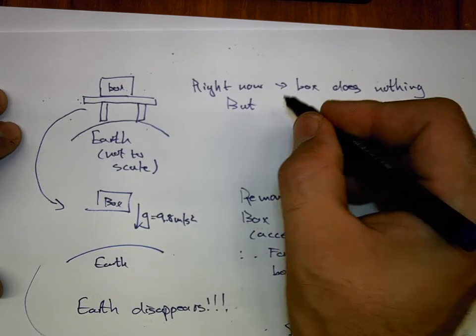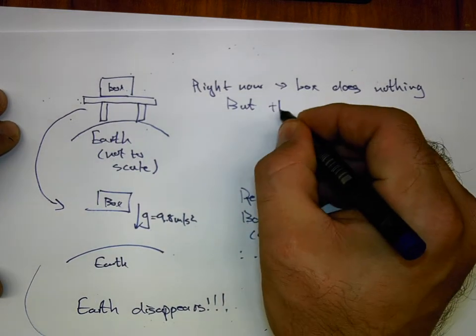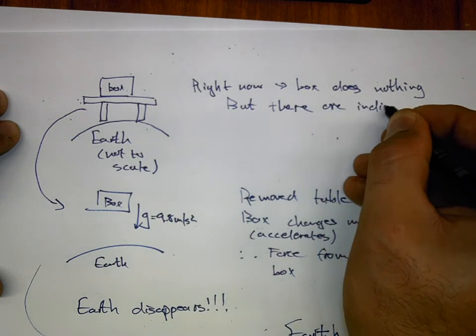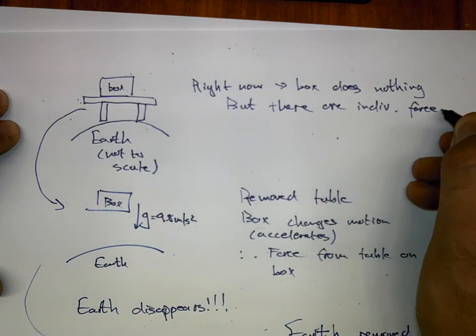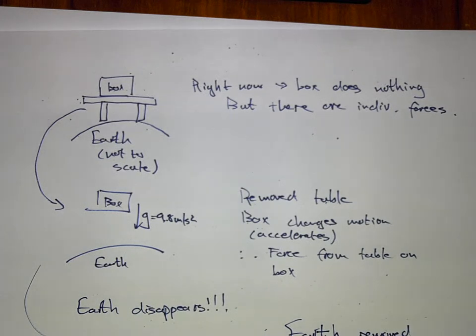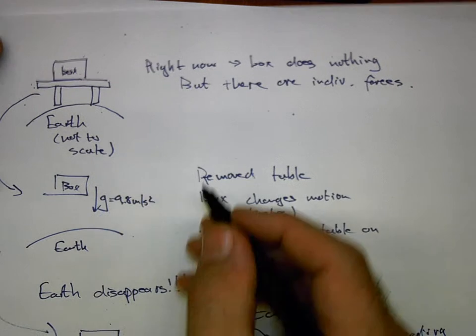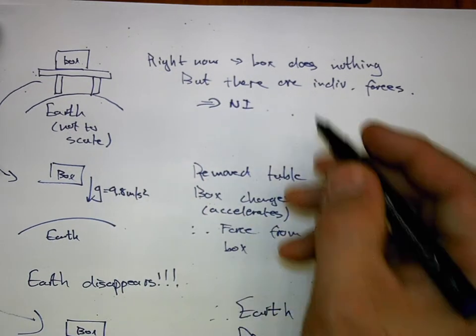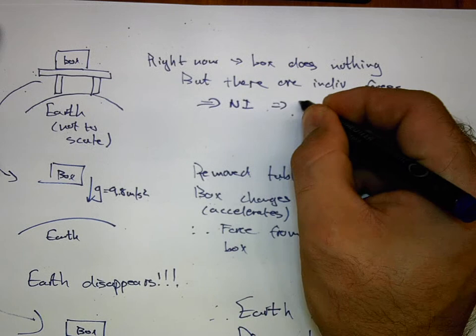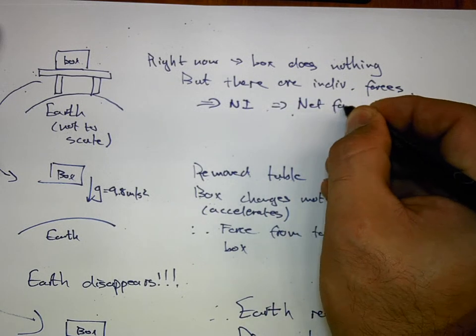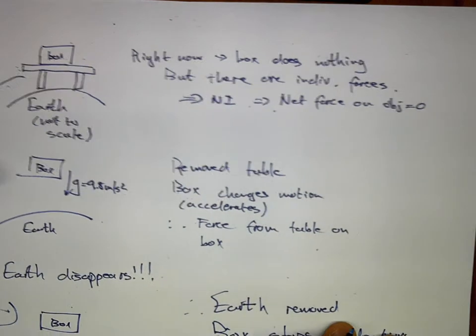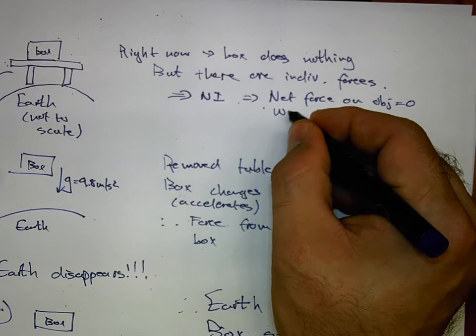So there are individual forces, but somehow these forces cancel to not change the motion of the box. So this leads us to Newton's first law, which just says if the net force on an object is equal to 0, then it won't accelerate.